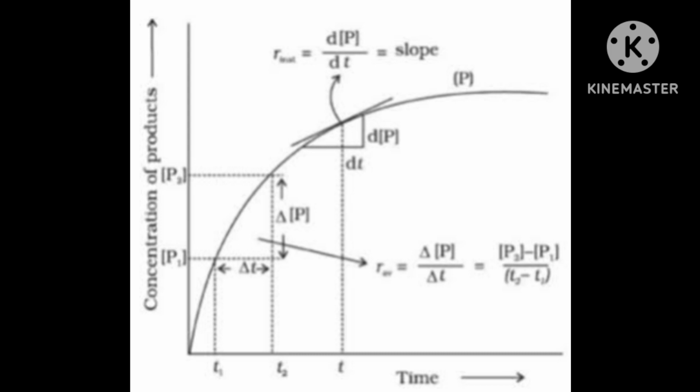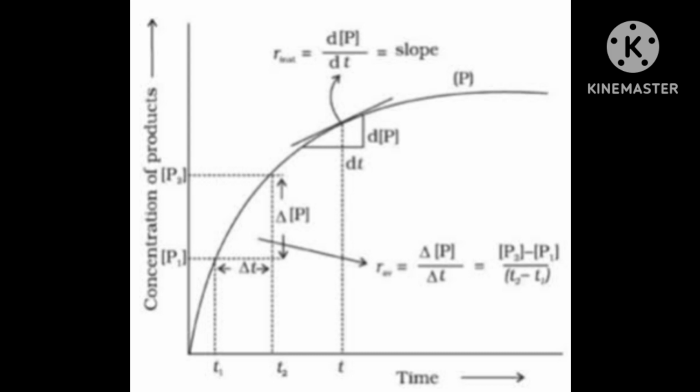Then the rate of appearance and the rate of disappearance will both be equal. The only difference is that the rate of disappearance means a decrease, so it will have a minus sign, minus delta R divided by delta T, and the rate of appearance will be positive, plus delta P divided by delta T.